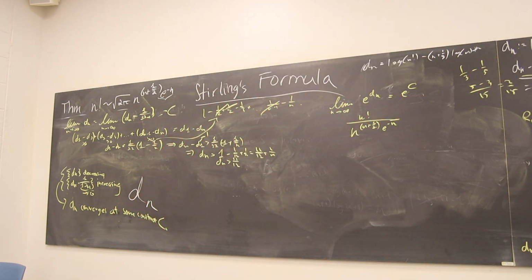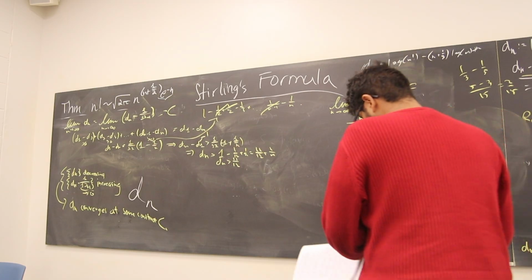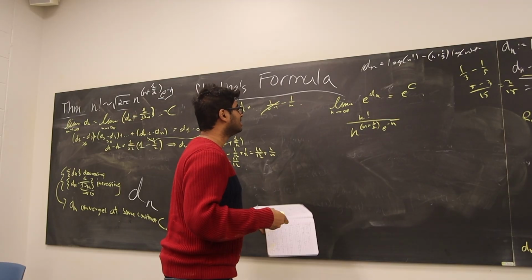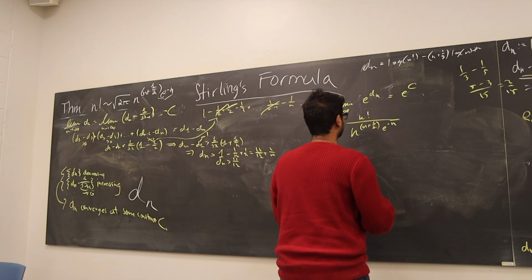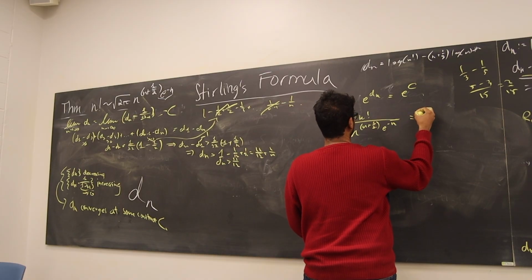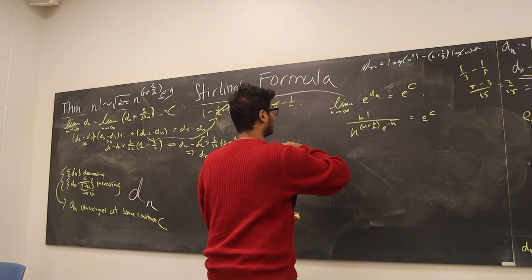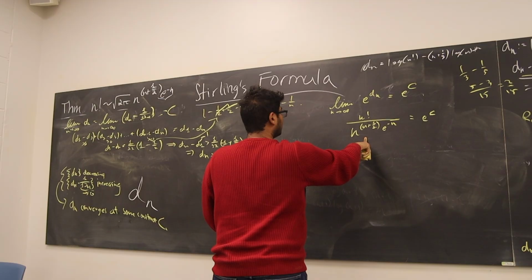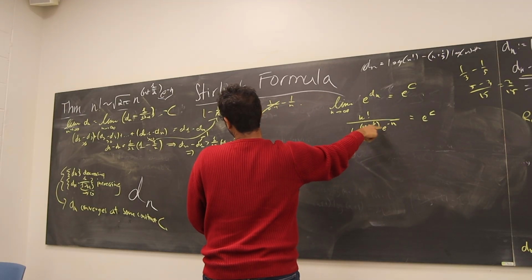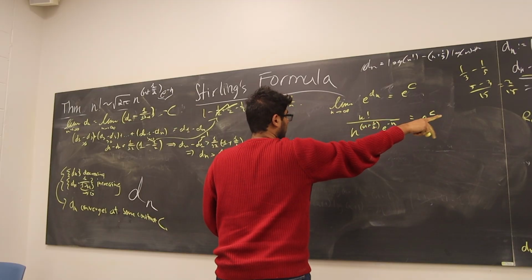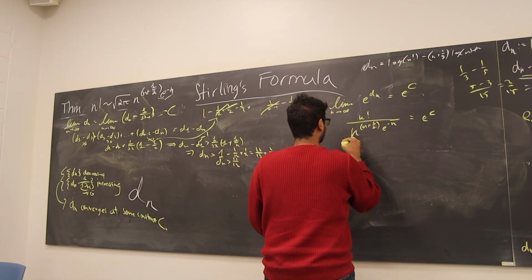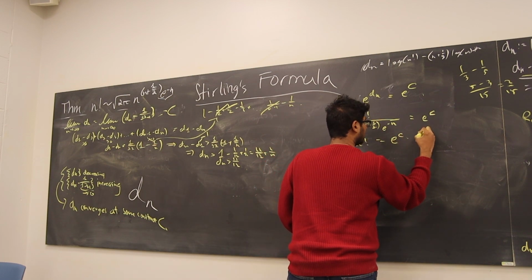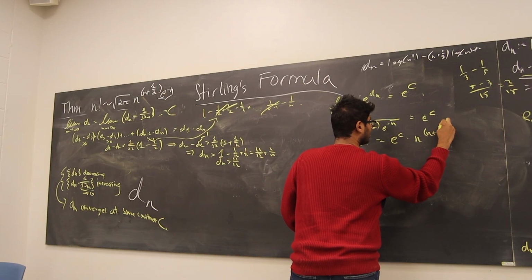I left my notes around here, necessary to speed up the process. Apologies. So this is going to be equal to e to the c, by the way. As you can see, everything's coming together. N factorial is equal to e to the c times n to the n plus 1/2 times e to the negative n. We literally have the formula. If you move this over here, we have the formula. I'm just going to write this out because it's so glorious: e to the c times n to the n plus 1/2 times e to the negative n.